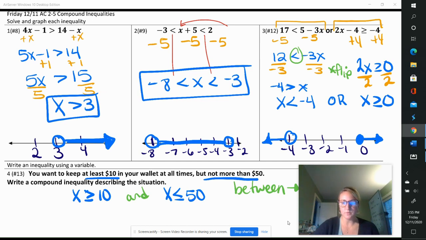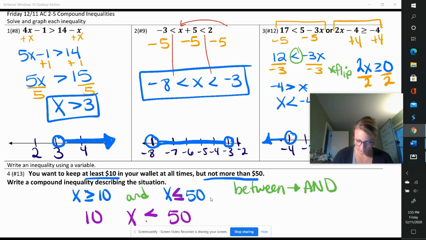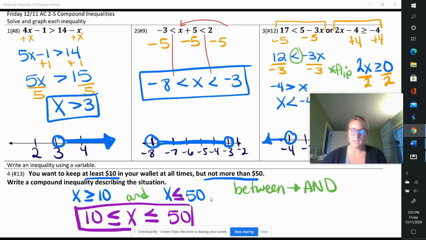So we want x to be greater than or equal to 10, but also less than or equal to 50. So let's write this as a compact compound inequality. Start with your two endpoints. Put the variable in the middle. Fill in the right side first. So less than or equal to, or x is greater than or equal to 10. Those inequality symbols should be facing the same direction.